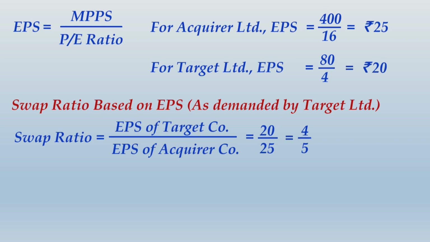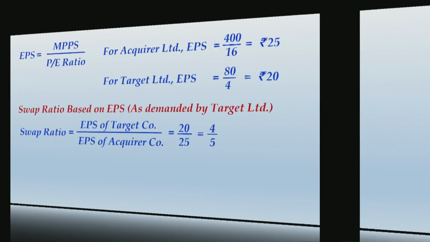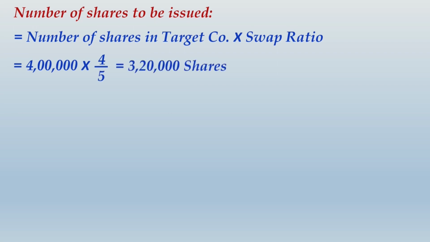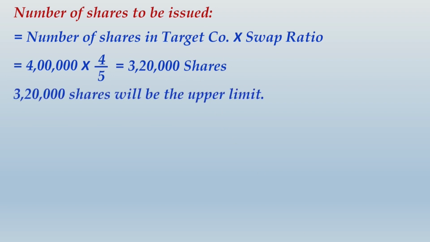Alright friends, you would have finished writing all these calculations. Let us move ahead and now determine the number of shares to be issued when the swap ratio is based on EPS. So the number of shares to be issued will always be the number of shares in target company multiplied by swap ratio. So that will be 4 lakh into 4 by 5, because we have just found that 4 by 5 will be the swap ratio based on EPS. You will be finding that the number of shares to be issued will be 3,20,000 shares, and now this 3,20,000 shares will be considered as upper limit.